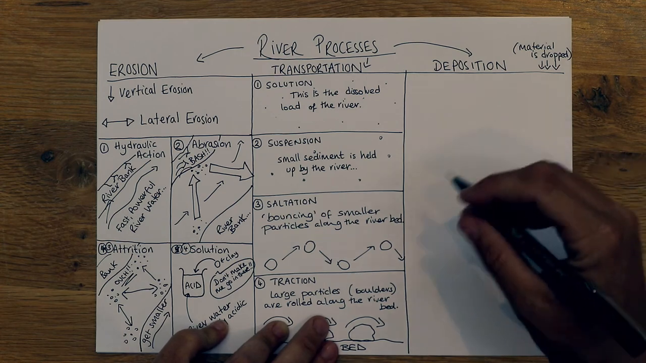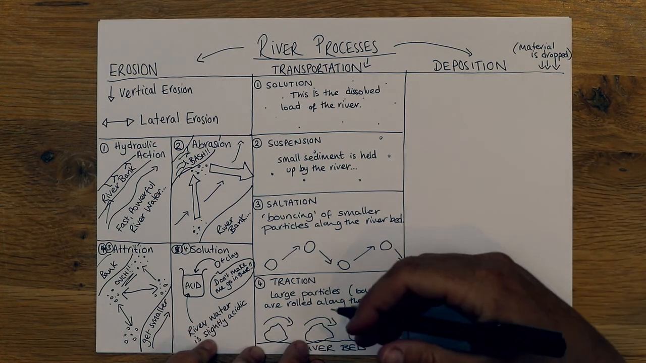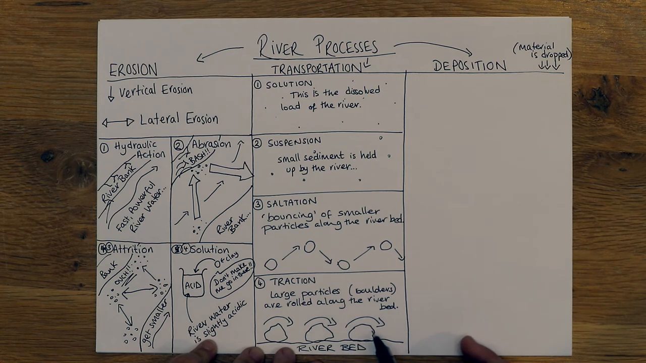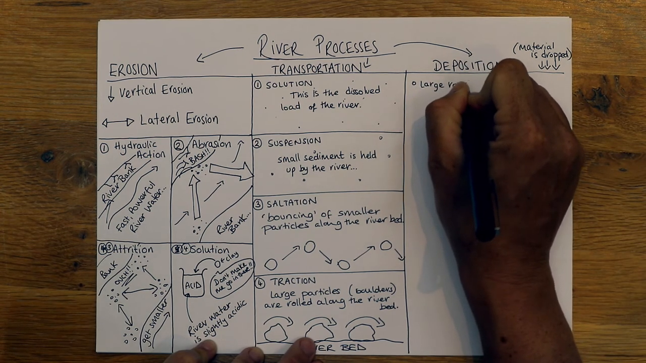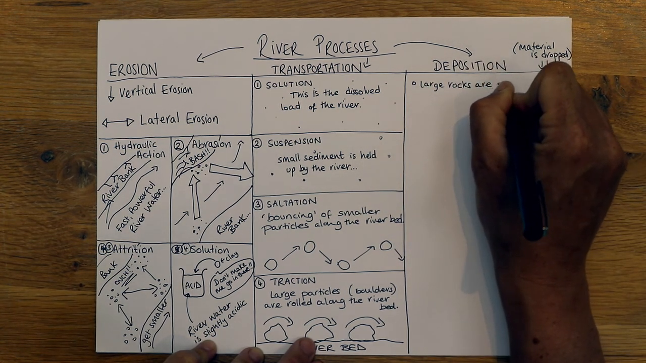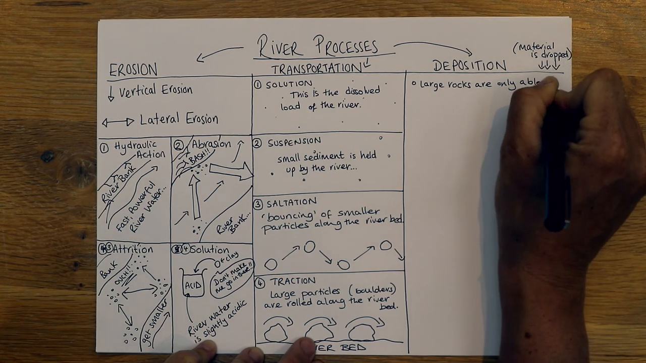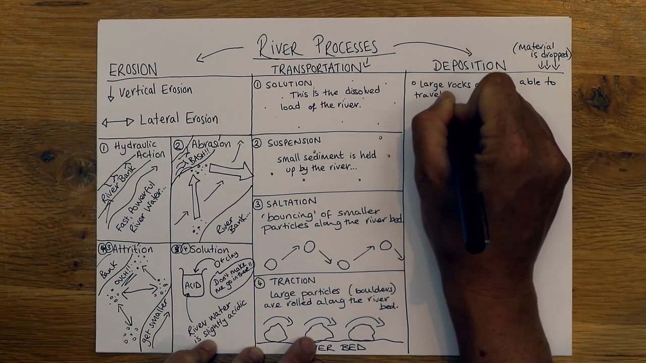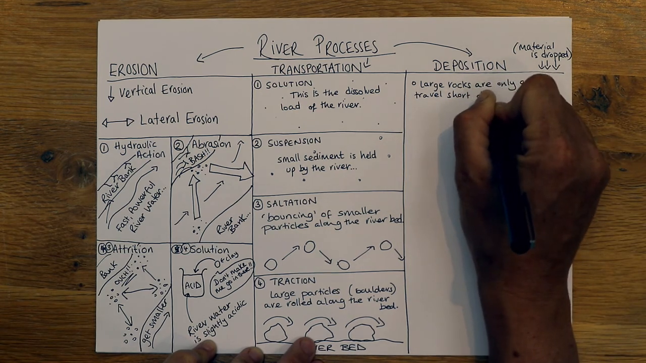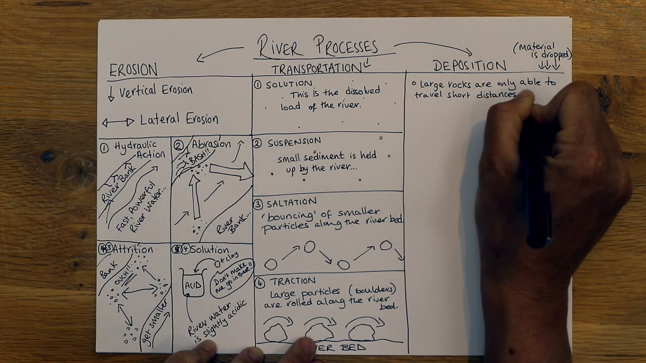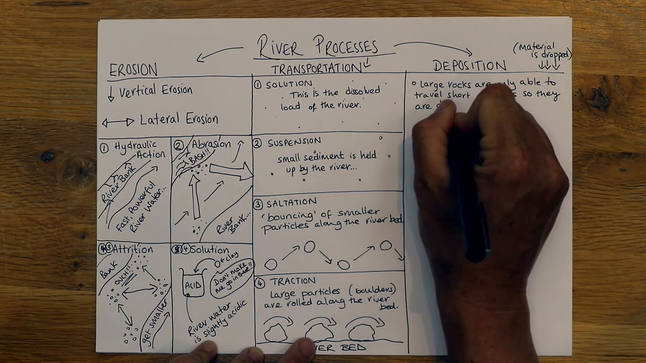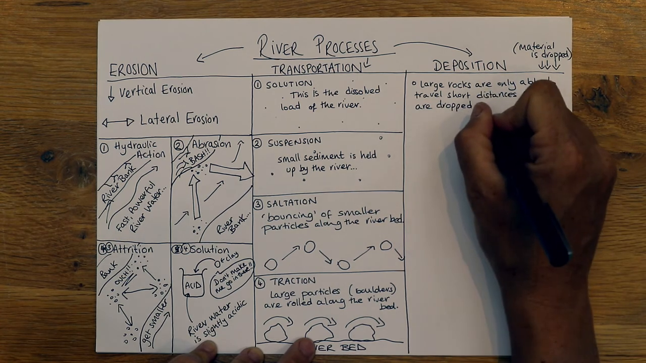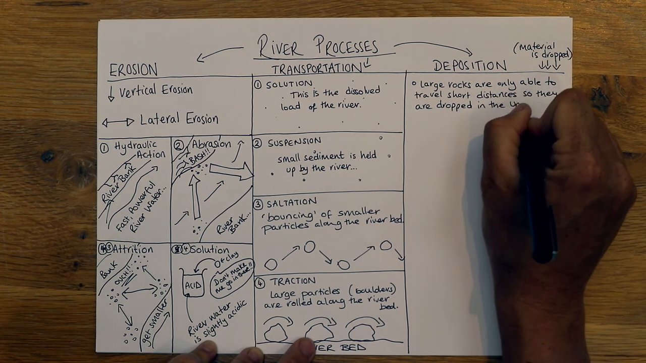Right, the first thing you need to know is that large rocks are only able to transport short distances, so they tend to be dropped in the upper course. So let's put that in. Large rocks are only able to travel short distances, so they are dropped in the upper course.